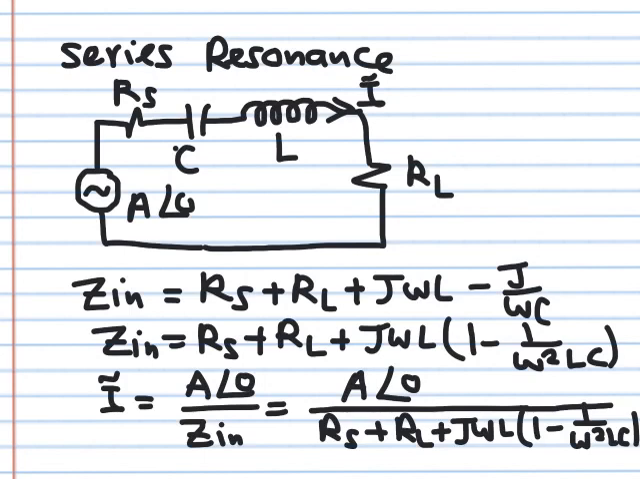So let's consider first what we call a series resonance circuit. A series resonance circuit is made of a capacitor and an inductor in series, and of course you have the source resistance. This is your source here. It's a sinusoidal source. It has an amplitude A and an angle of 0, so it's A cosine omega t, and this is your load here.